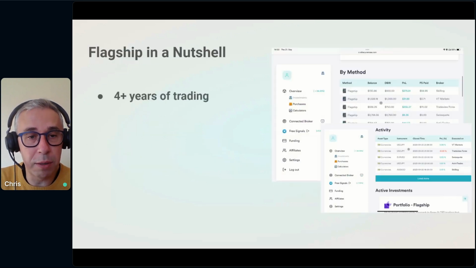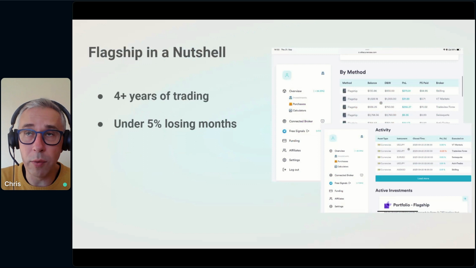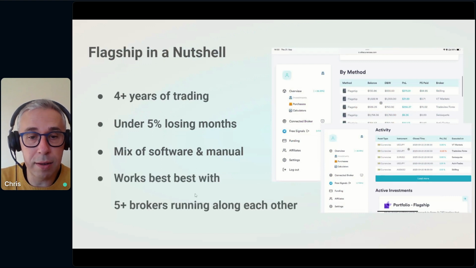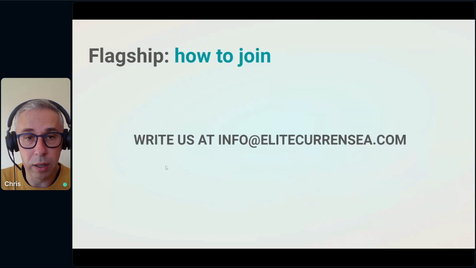And once again, the Flagship in a nutshell, 4 years of trading. Once a year, maybe a losing month so far, but otherwise only profitable months. The drawdown, not more than 5 to 10%. So it's quite suitable for risk-averse traders, at least, in my view. But always consider what is your own risk tolerance, of course. And it's a great mixture of technical and fundamental.